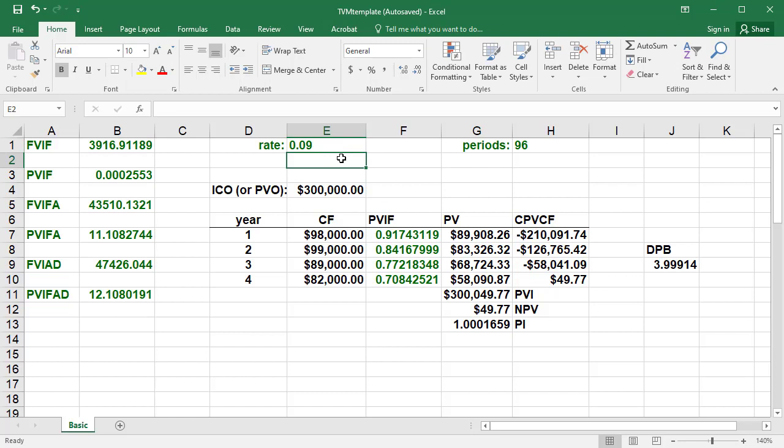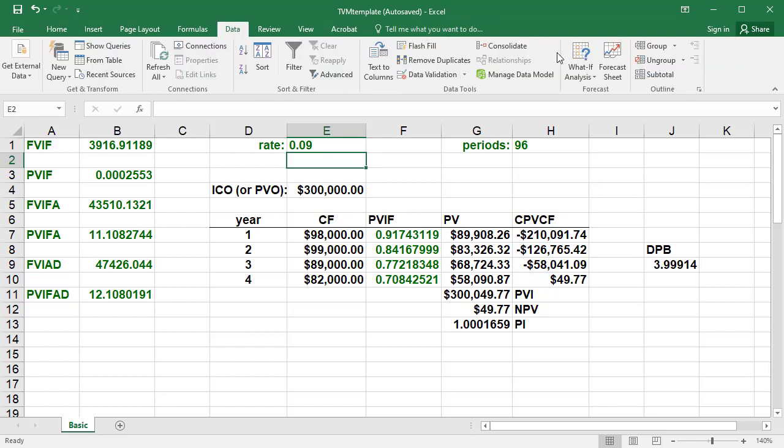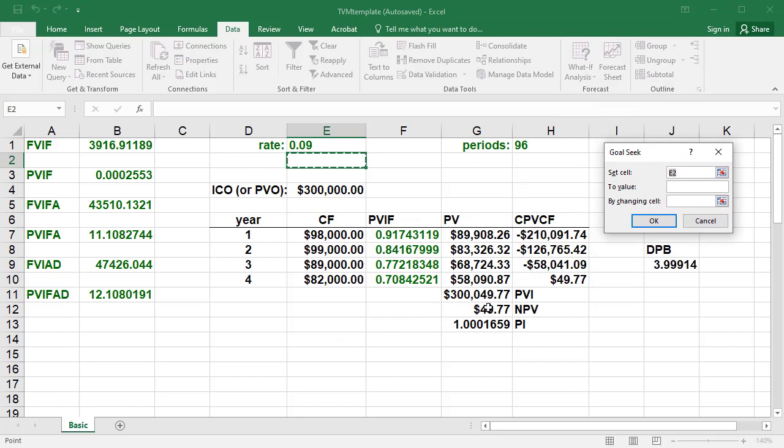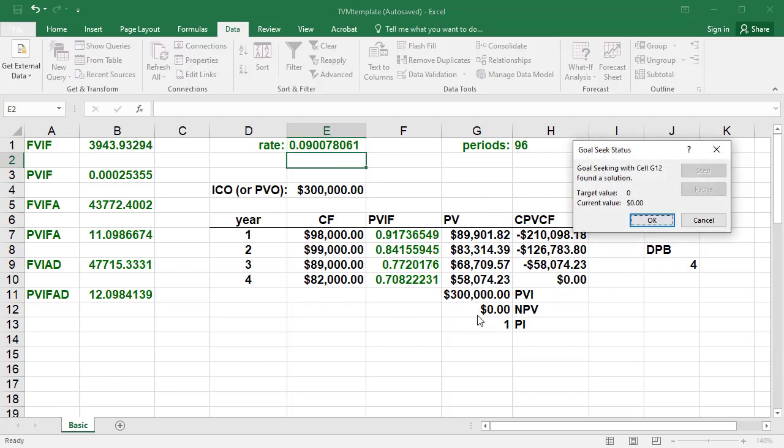And we'll use the Goal Seek feature in Excel to solve this. Go to your Data tab, to What If Analysis and Goal Seek, which brings up your Goal Seek dialog box. We want to set this cell, the net present value, equal to 0, just type that in, by changing the rate. If I click OK, Excel will change this rate until net present value becomes 0. And we find out that a 0 NPV results when we plug in a rate of 0.090078.